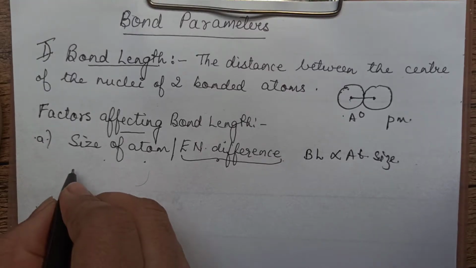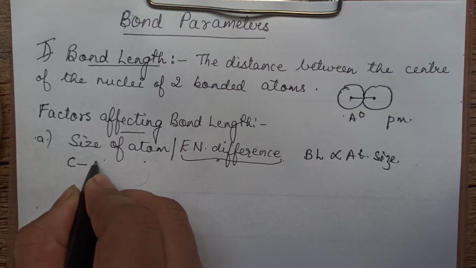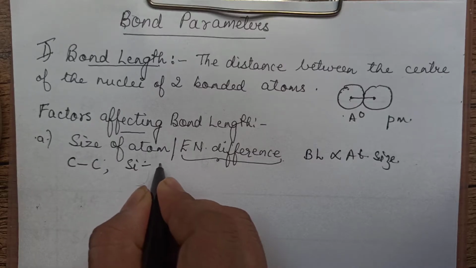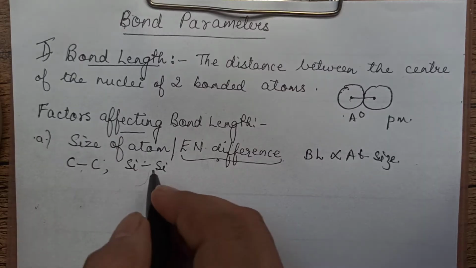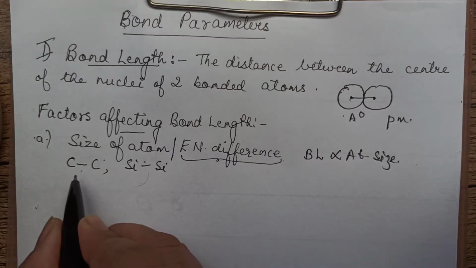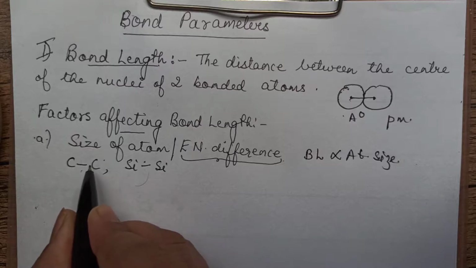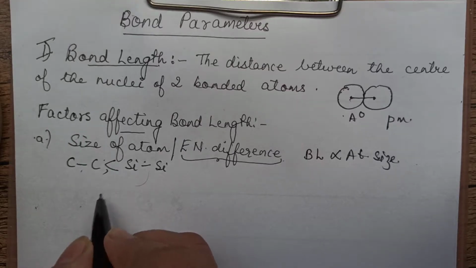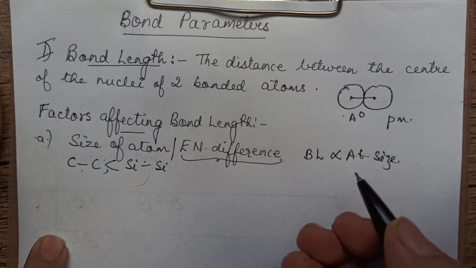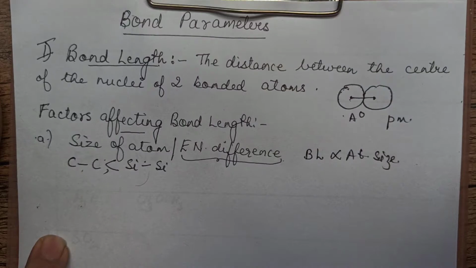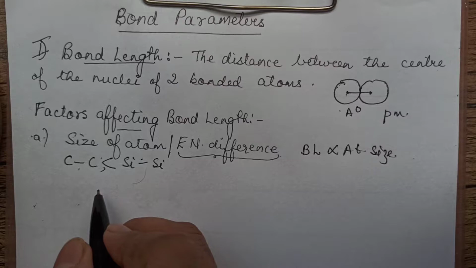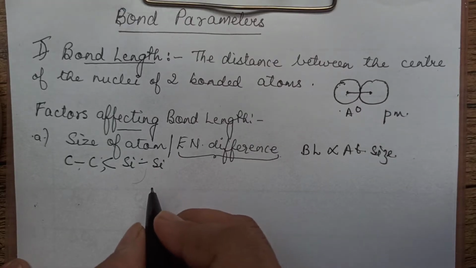You can apply this to anything. You can compare, say, carbon, then next to it in the same group silicon, and go on comparing down the group. As the size of the central atom increases, the bond length increases. So carbon's bond length will be the least: carbon, silicon, germanium, tin, lead. So bond length is directly proportional to the atomic size.